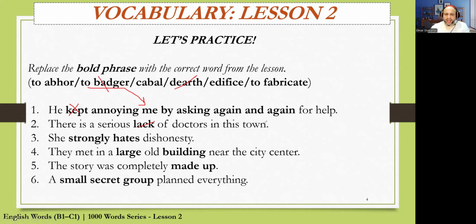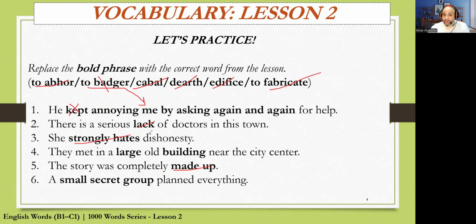Number three, she strongly hates dishonesty. She abhors dishonesty. Number four, they met in a large old building near the city center. They met in an edifice near the city center. Number five, the story was completely made up. The story was completely fabricated. Number six, a small secret group planned everything. A cabal planned everything.